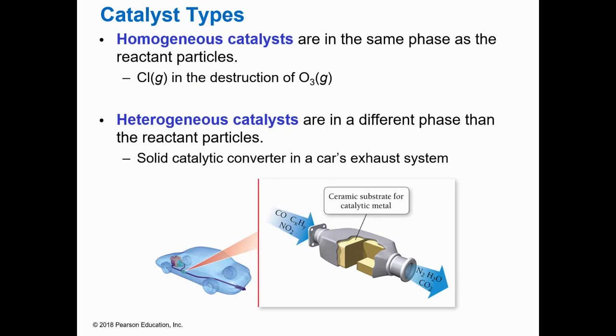Some common examples of catalysts are going to be the catalytic converter. Pretty much all cars that I know of have them. And my first car had to have it replaced several times, which was kind of irritating. But generally there's a solid in there, and then we're putting gas through it. And so the solid is in a different phase than the other particles. Therefore, it's a heterogeneous catalyst.